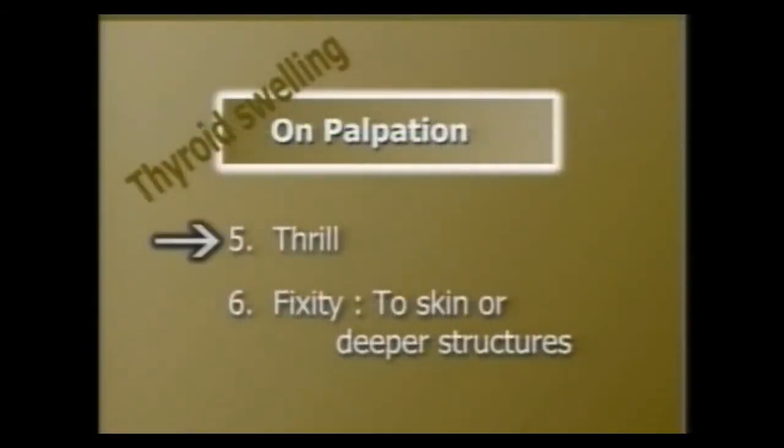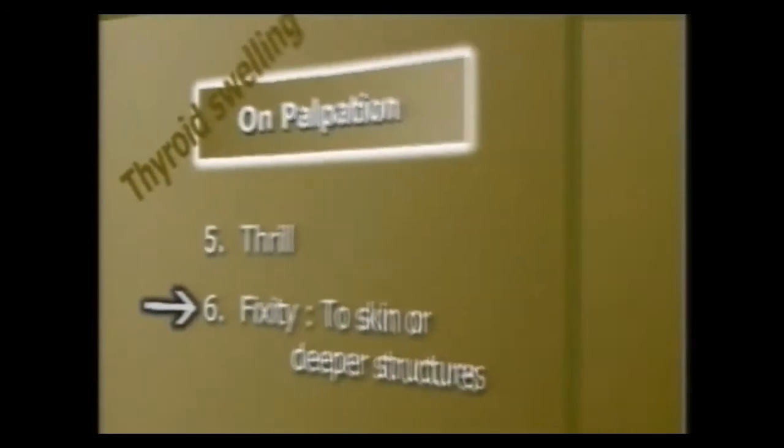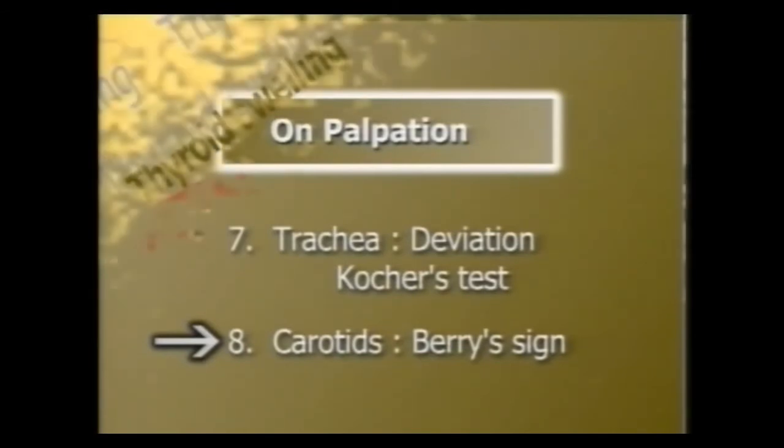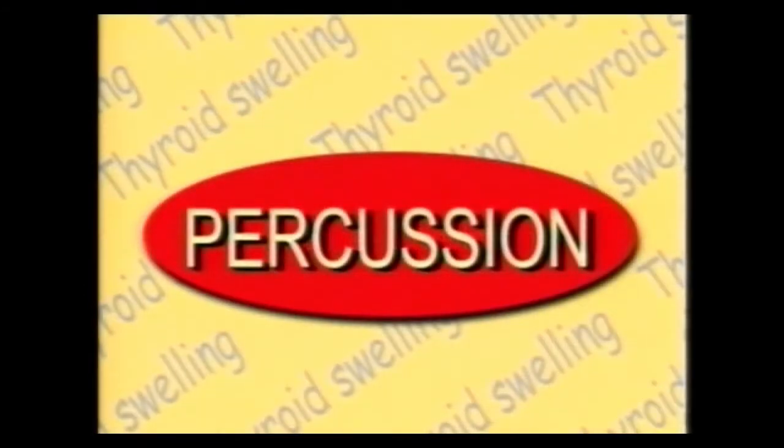Now look for a palpable thrill over the upper pole and for fixity to skin or deeper structures. Lastly, palpate the trachea and the carotids. Trace the trachea, look for deviation from the midline, and if goiter is large or bilateral, perform the Cocker's test. Lastly, palpate the carotids behind the posterior border of the swelling. Now let us proceed to percussion and auscultation.